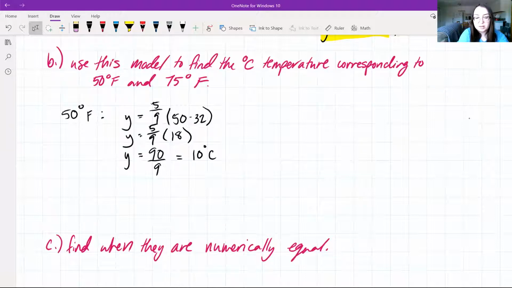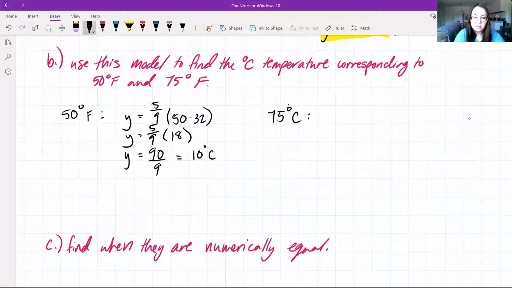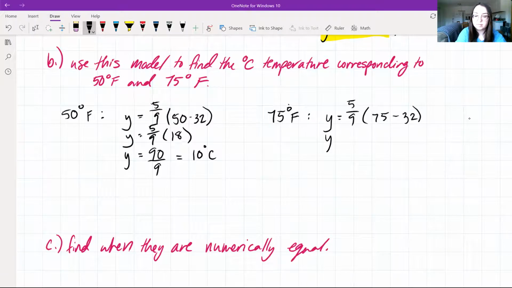All right, so now I want to do the same thing for 75 degrees Fahrenheit. Don't want to mess that up. So we can do the same thing as we did before. We have y is equal to 5/9 times, now it's going to be 75 minus 32. So if we subtract 32 from 75, we're going to get 43.